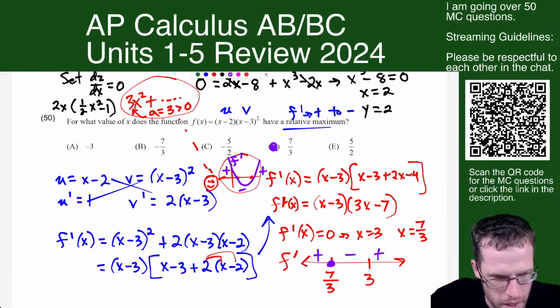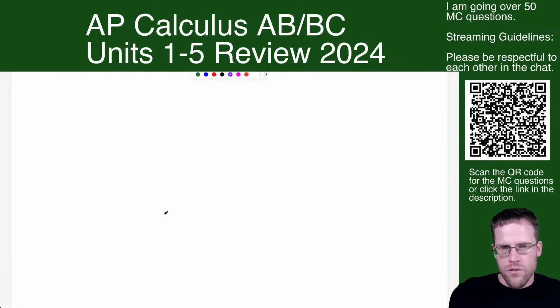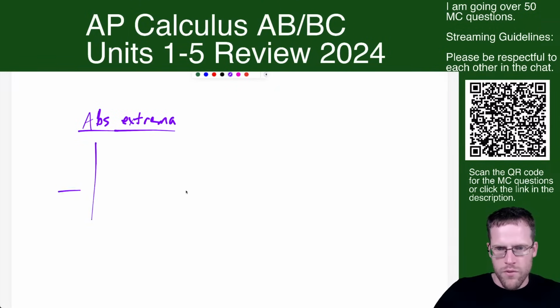What would you do if it had said absolute? Well, absolute can only happen if you have a closed interval or if there's only one critical point. So that's one extra little detail. So for absolute extrema, they would have to do two cases. They could give you something like this and you're on a closed interval and you're like, oh, here's my absolute min and max. You could also have something like this.